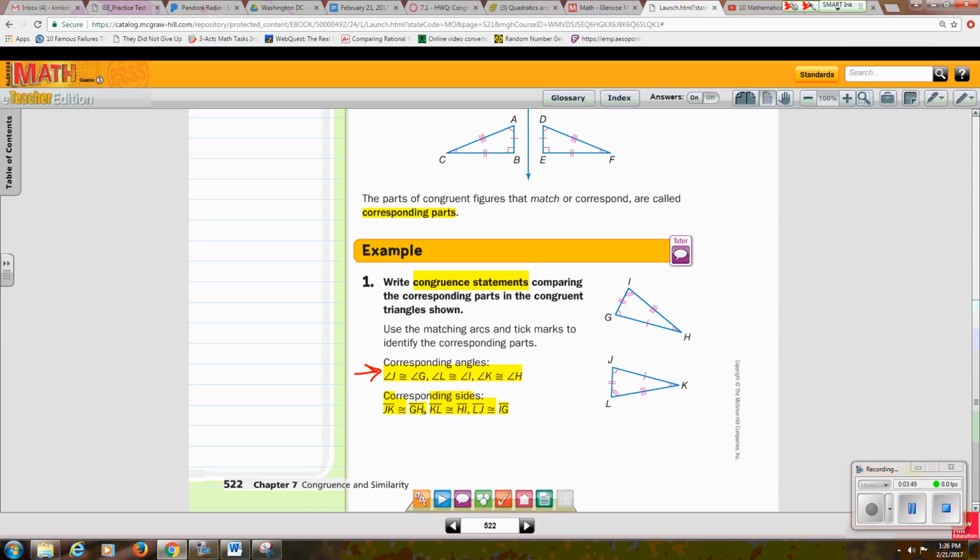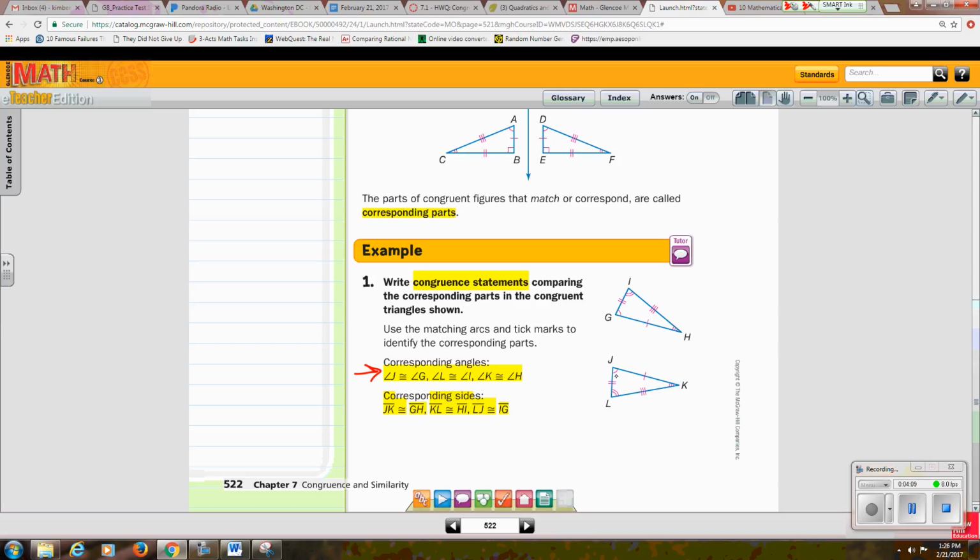Side JK is congruent to GH. And all we're doing here is looking for the little hash marks. Side GH has one and side JK has one. That means they're congruent and corresponding. Side IH is congruent to LK, or KL. They are corresponding and congruent.